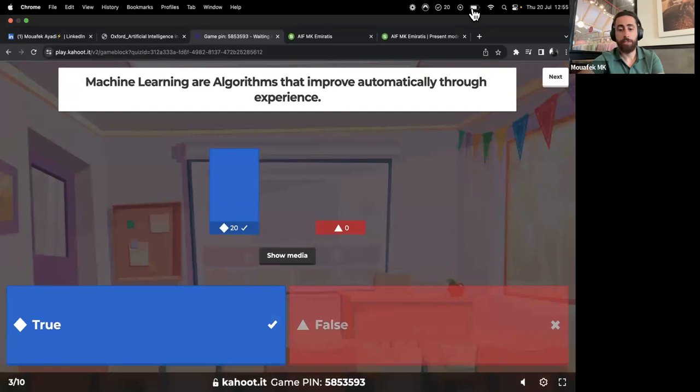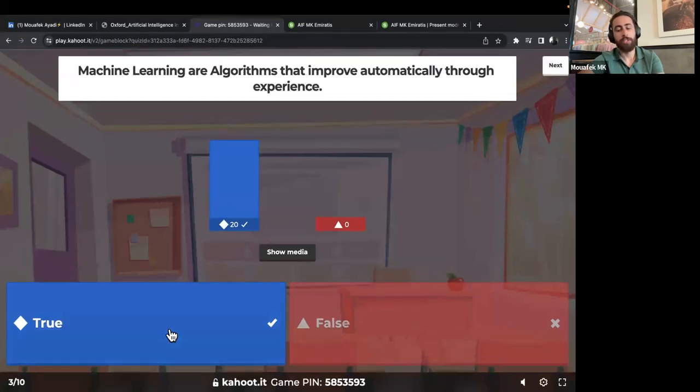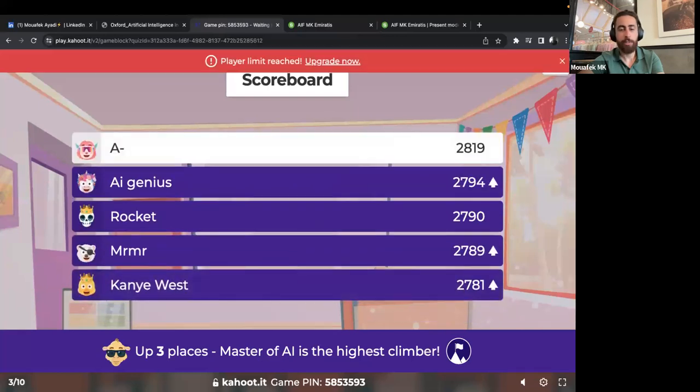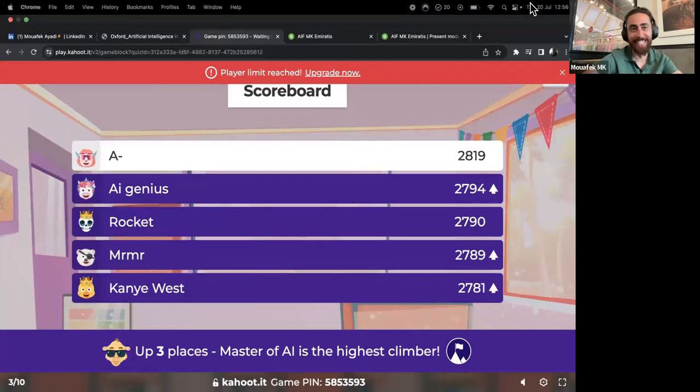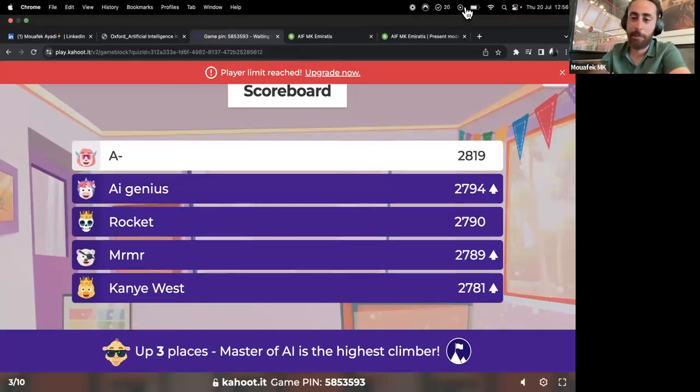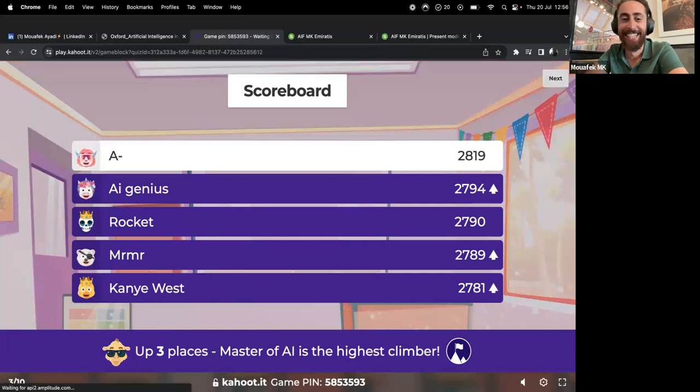Oh, wow. Blazing fast. You can see nobody is answering false. You must be very smart. AI minus, great job. And then we have AI genius. So let me comment on that. The AI genius is ranked second. You must be AI minus minus. I'm sorry, just kidding. But Rocket, you can still win. And Kanye West. Oh, Kanye West. I prefer Eminem. Next.